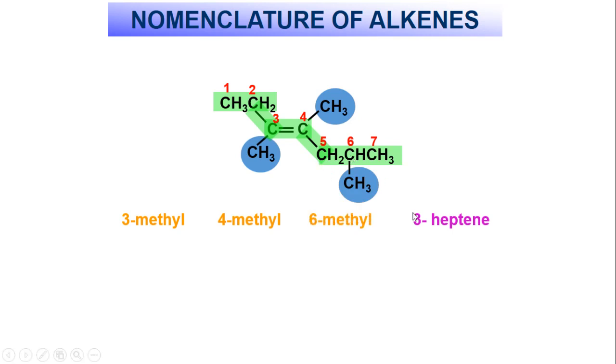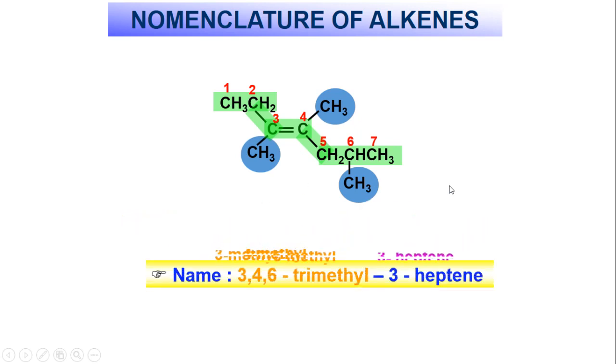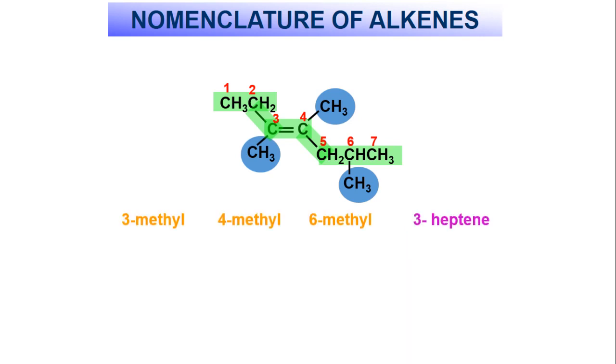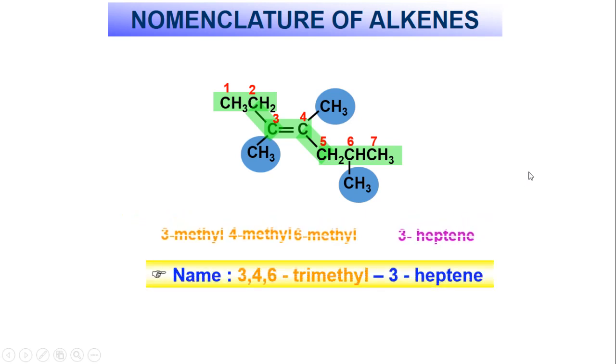So we have identified the chain there in green, which is 3-heptene, 3 where the double bond is. Then 3-methyl, where the first methyl group is, the second methyl is on 4, and the last one is on 6. So that's where the name comes in. Let me repeat that. You have 1, 2, 3 with their positions, and everything here will come together to create that name.